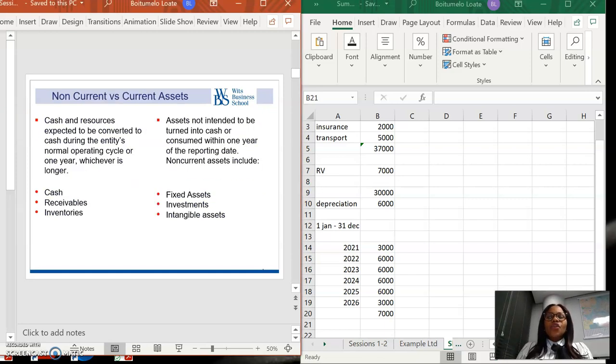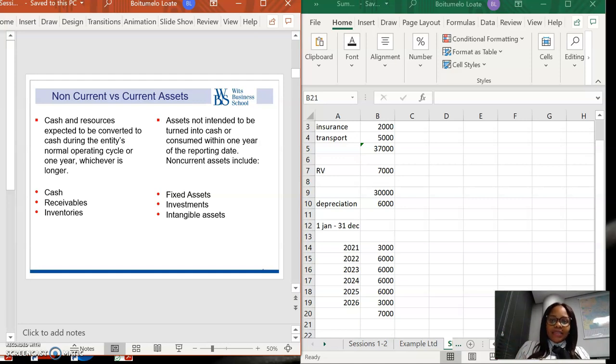How do we classify your assets into non-current and current assets? The quickest way of thinking about it is thinking about which assets are going to be used in the normal operating cycle of a business or within the next year. If it's going to be used in the normal operating cycle, for instance, inventory, you keep getting it in the normal operating cycle and you're expecting to sell that inventory within the operating cycle of the business, you will then classify all these assets as current assets.